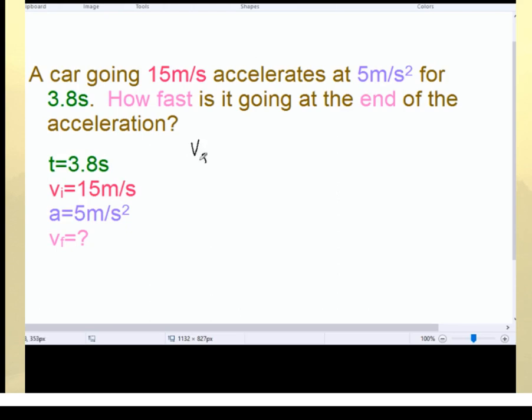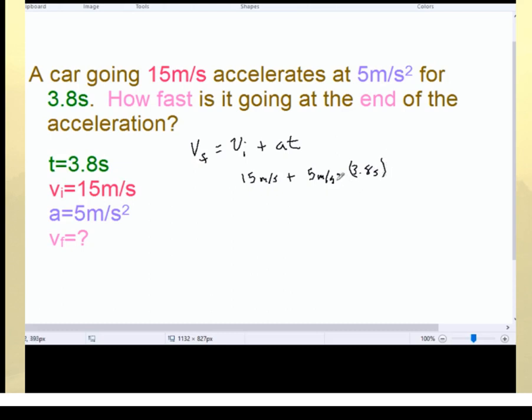All right, so let's think. If we're looking for v-f, one formula I have is v-f equals our initial velocity plus acceleration times time. It looks like I have all the information there to do that, so that's what I'm going to do. Now I'm going to start subbing in v-i being 15 meters per second. I'm going to add that to 5 meters per second squared times 3.8 seconds.